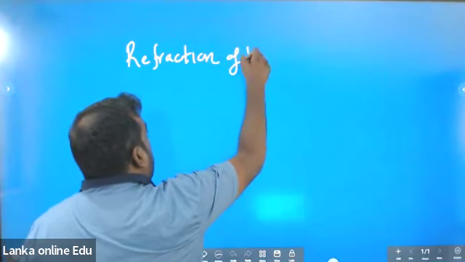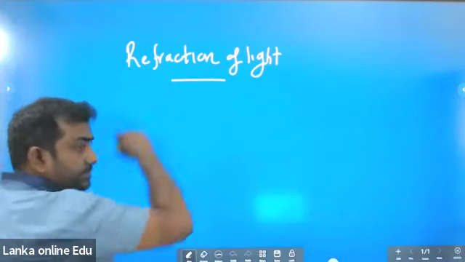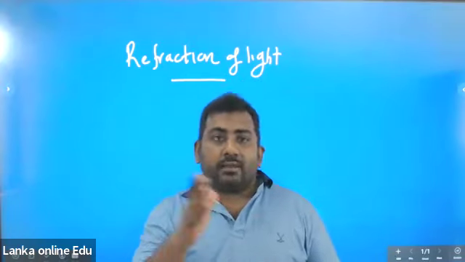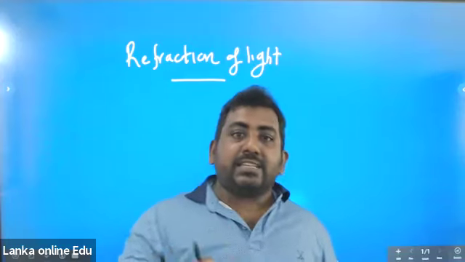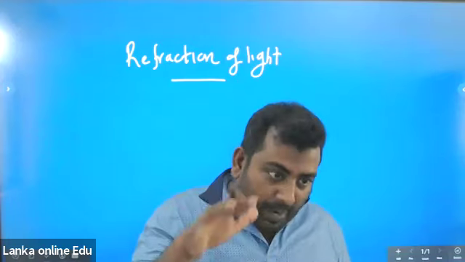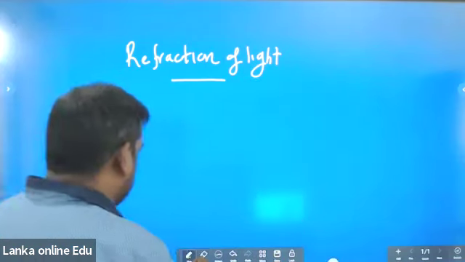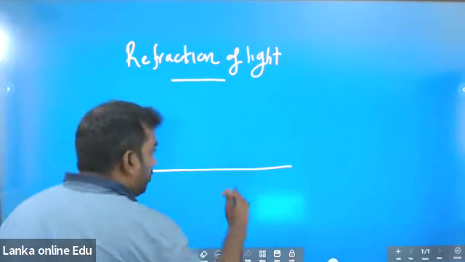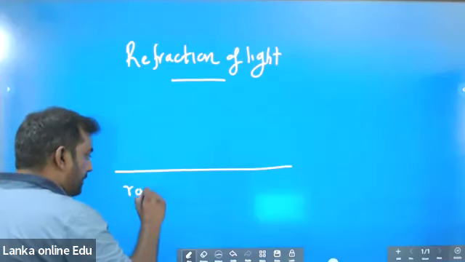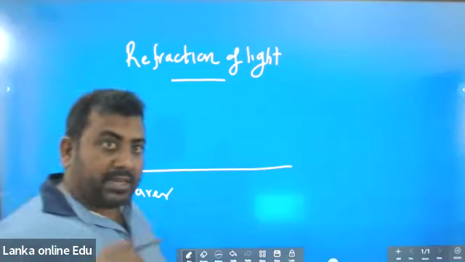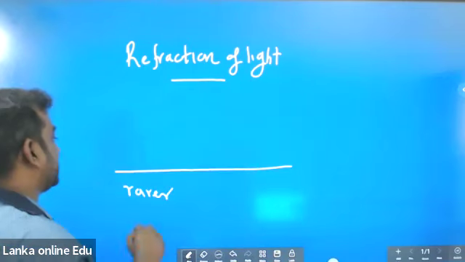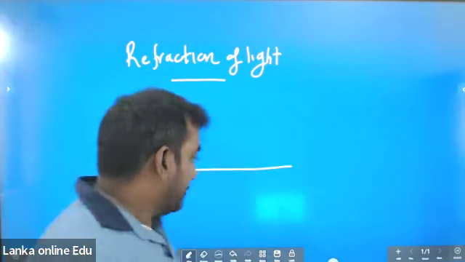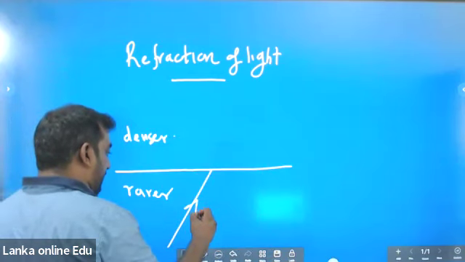Refraction of light. What do you mean by refraction? When light travels from one medium to another medium, there will be a change in the path. This change in the path is known as refraction. If light travels from a denser medium to a rarer medium, I call this the rarer medium, where speed is large. I call this the denser medium, where the speed of light is less. So when light travels from a rarer medium to a denser medium, the light ray bends.